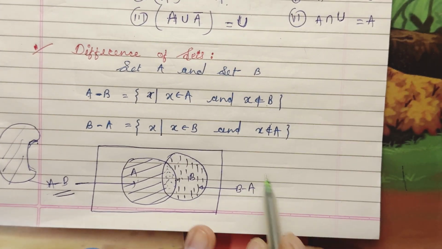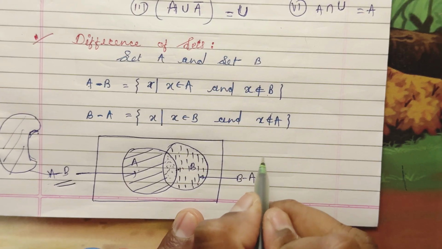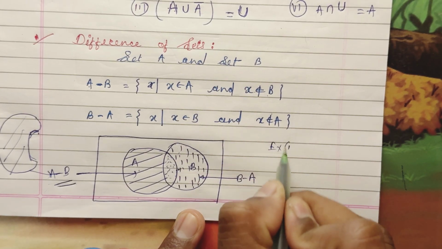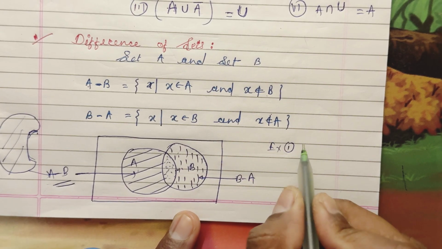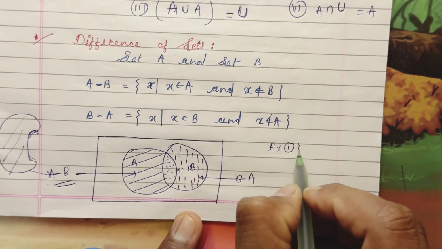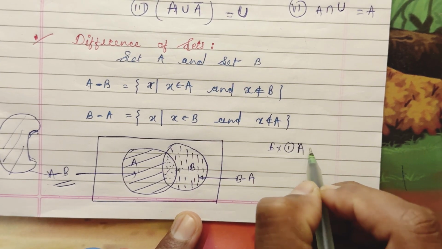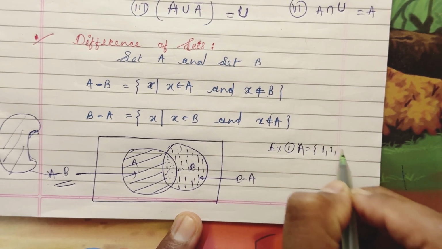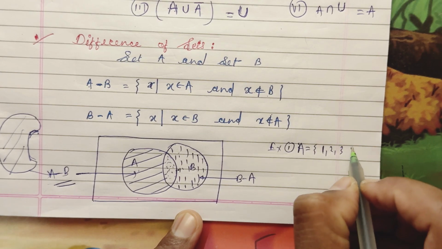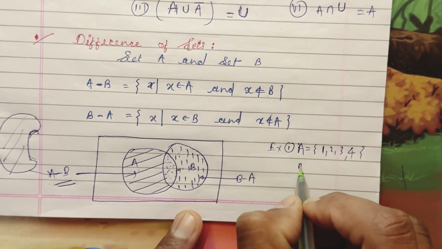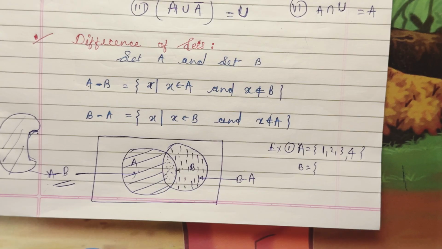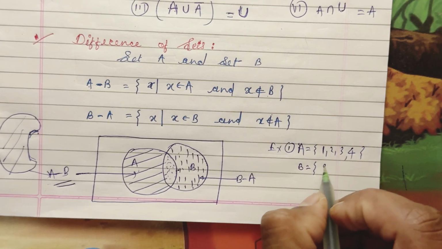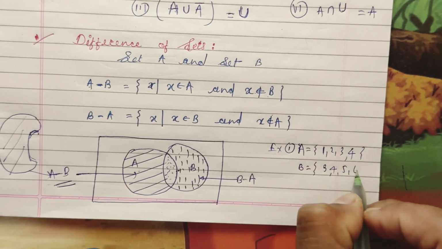Let me write one mathematical example. I consider set A as 1, 2, 3, 4. Let me consider set B as 3, 4, 5, 6.